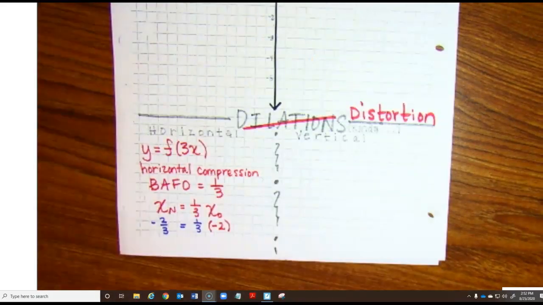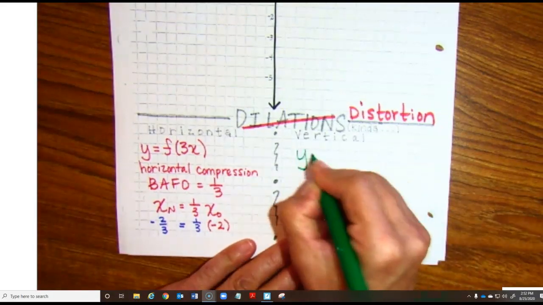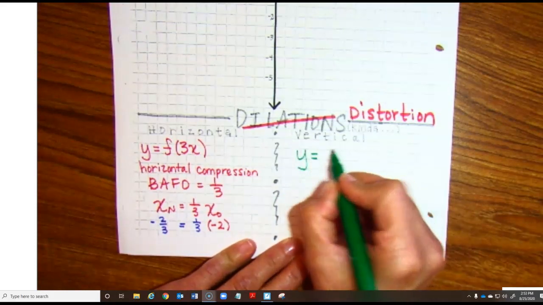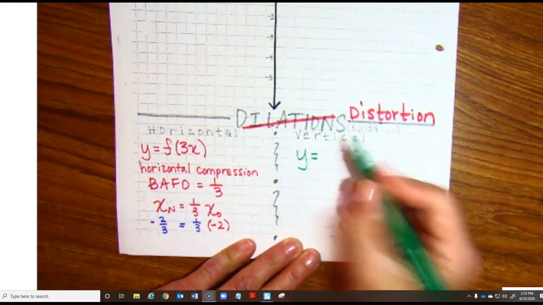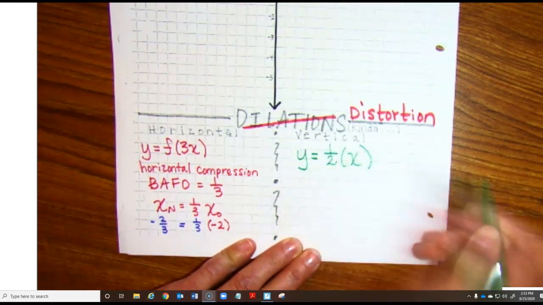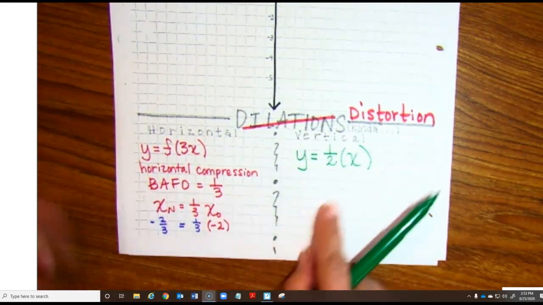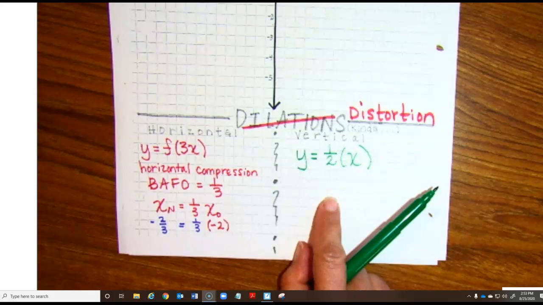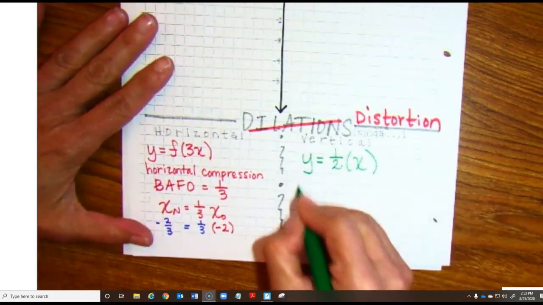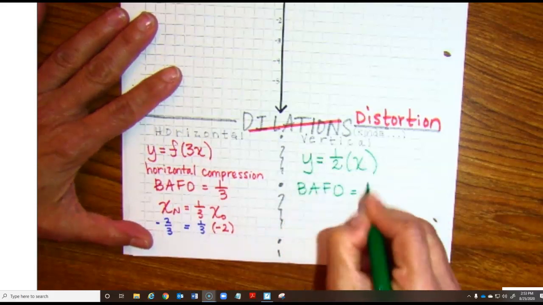Let's go ahead and take a look at a vertical compression. So for a vertical compression, remember your number is going to be on the outside. And all compressions are fractions. So let's have a vertical compression of a half. So over here we have the terminology by a factor of a third. If I ask you what the vertical BAFO is right here, you're not going to change anything. It's just exactly what it is. So the BAFO, that sounds so weird, is by a factor of just a half.